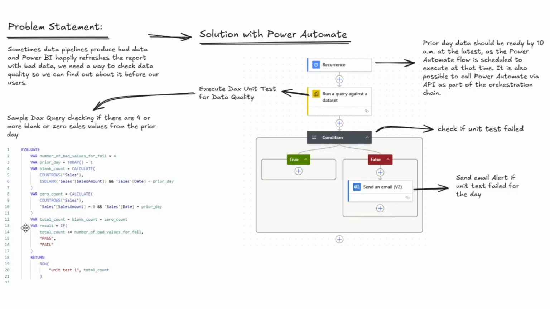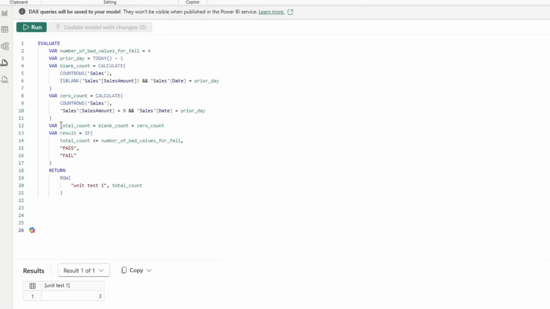So, what does this DAX query look like? Well, let's take a look. So here I have this DAX query open. And what this DAX query is meant to do is check the prior day's data, so the data that just came in, and look for up to 4 blank values. And if there's more than 4 blank or zero values, it essentially fails the unit test and it returns that.